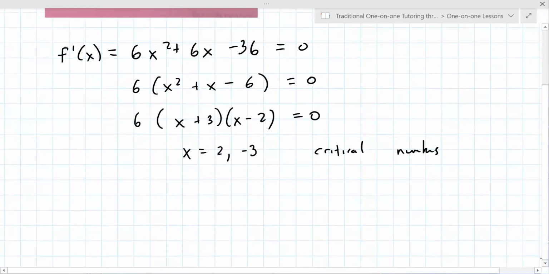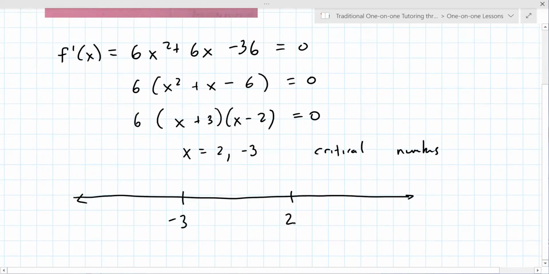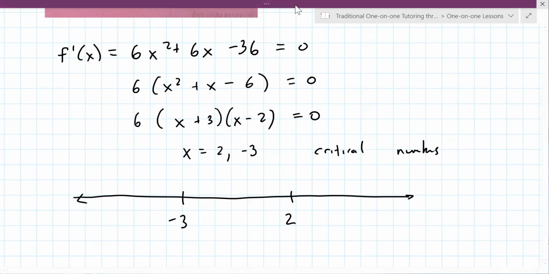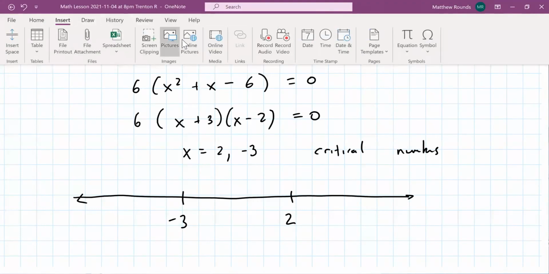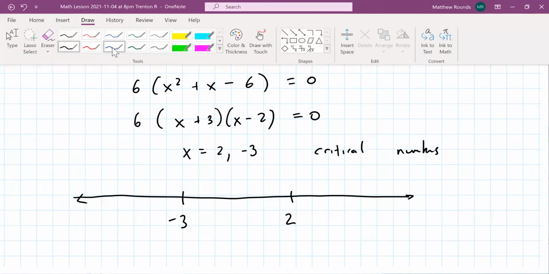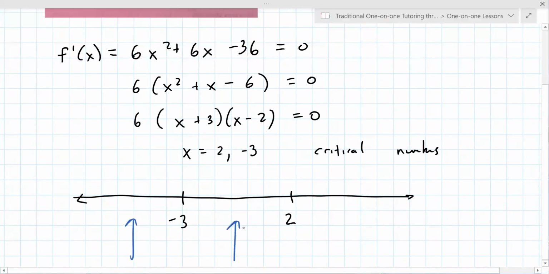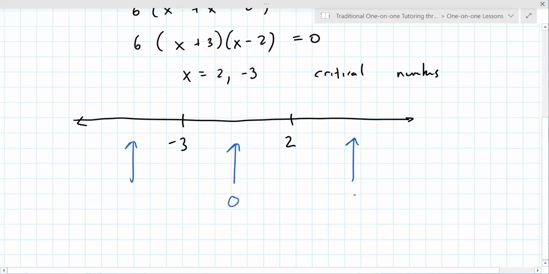Okay. And then you make what I call a sign chart, a number line, and you put those two values on the number line. And then you're supposed to use what are called test points. Any of this sounding familiar? Yes, sir. Okay, so you test points in each of these three windows.